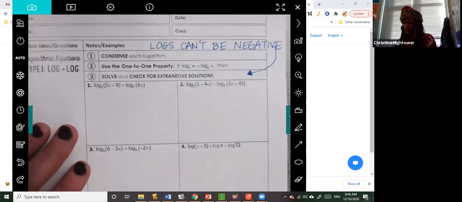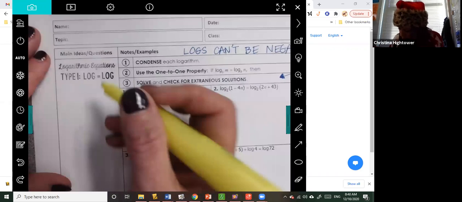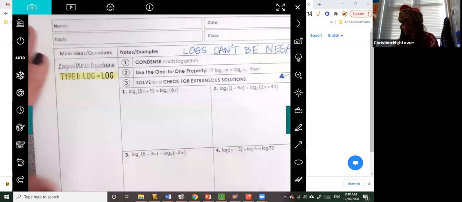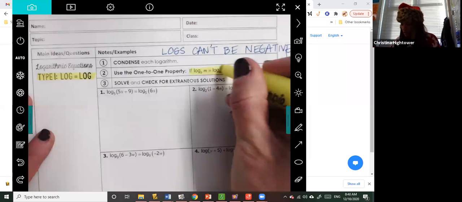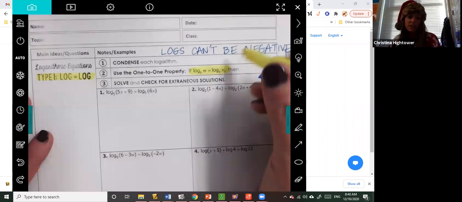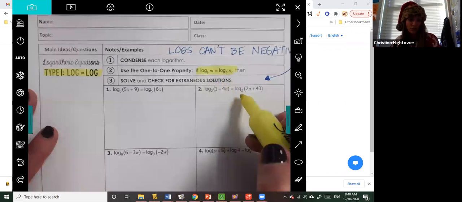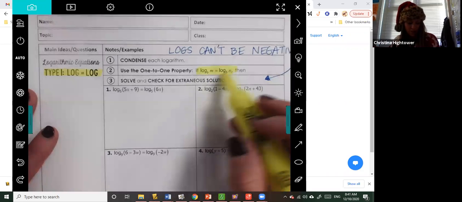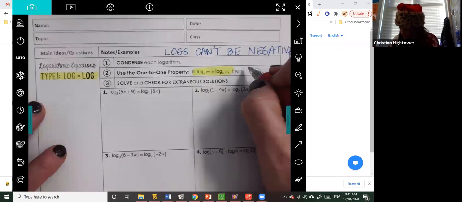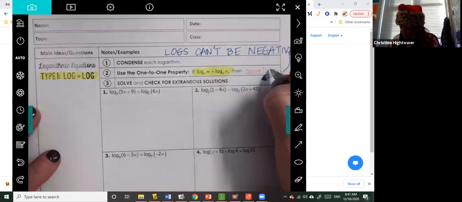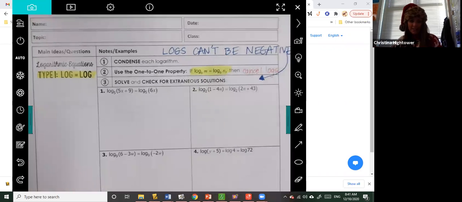The first type that we're going to do is log equals a log. What we need to do is set one log equal to the other log, so you have the same log on the left side that you have on the right side. Something really, really fun happens when you have the logs set equal to each other: you can cancel the logs. It's like they cancel each other out and then you just solve for x. So it becomes pretty easy, okay?